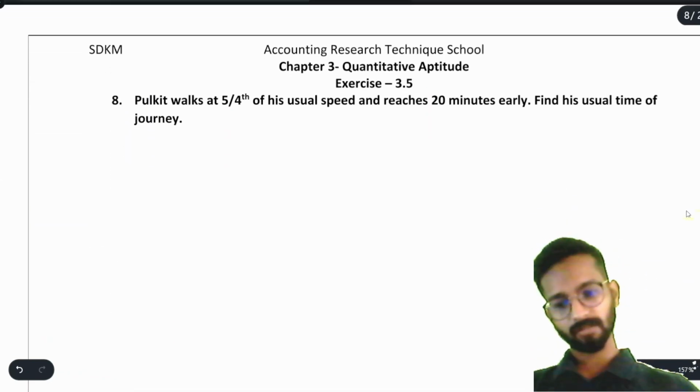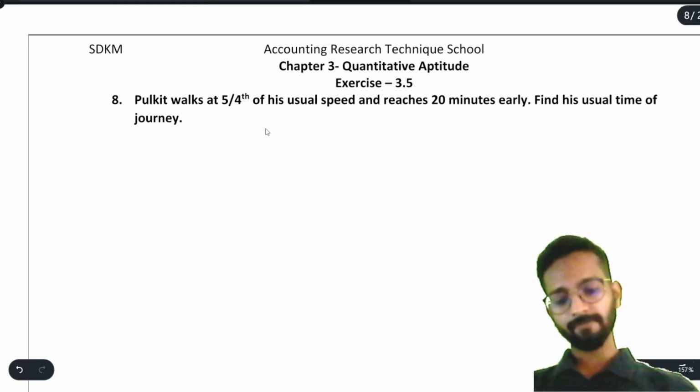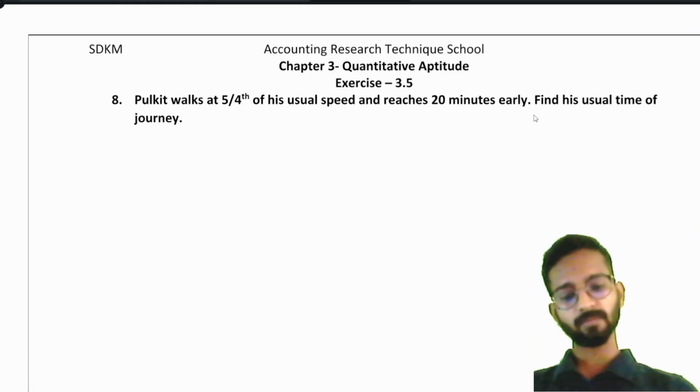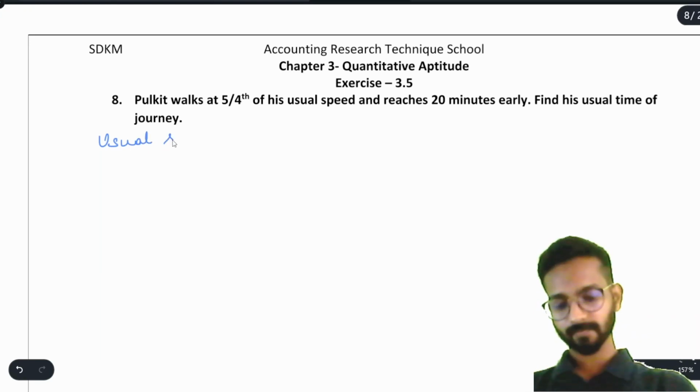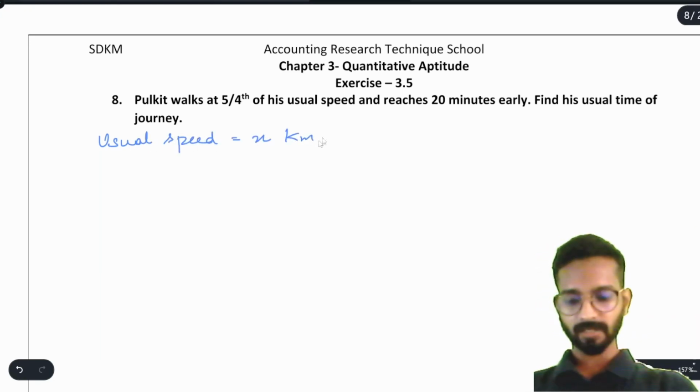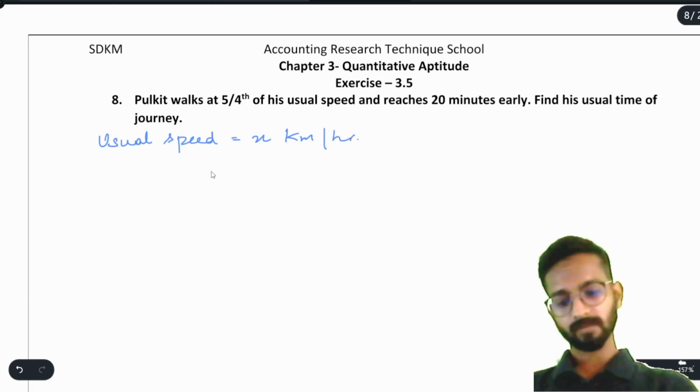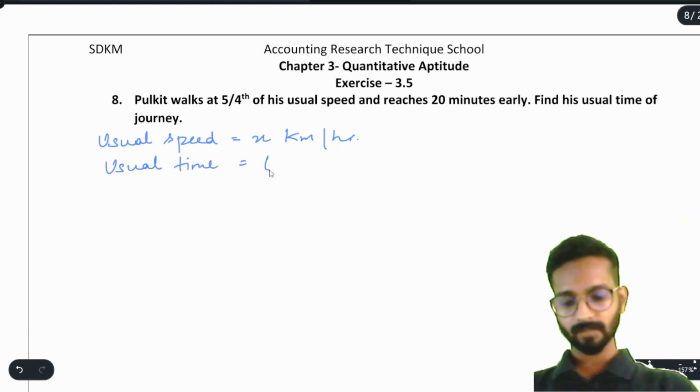Now moving further to the next question. Question number 8. Pulkit walks at 5/4 of his usual speed and reaches 20 minutes early. Find his usual time of journey. See, exactly the same, only just figures are changed. You can say usual speed is x kilometers per hour. Now, usual time is t hours.